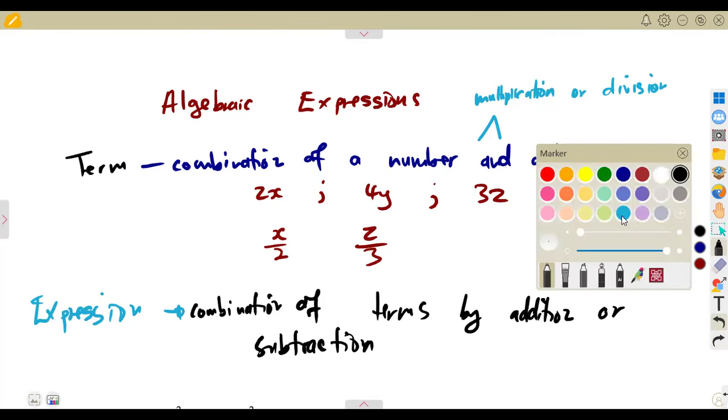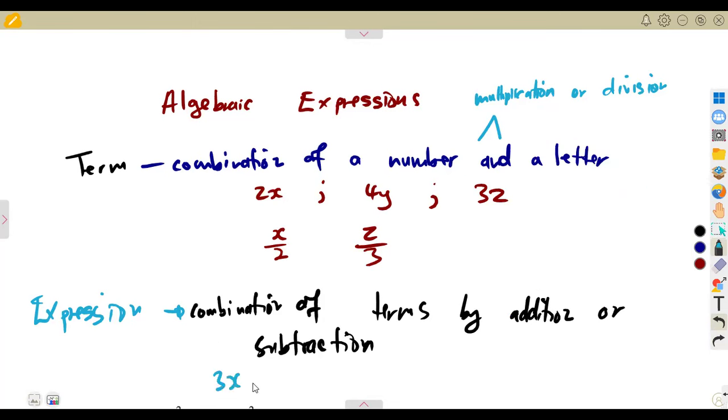So if I have an expression, something like 3x minus 2, or 4x plus 3y, these are expressions now. We are combining those terms that we had before.